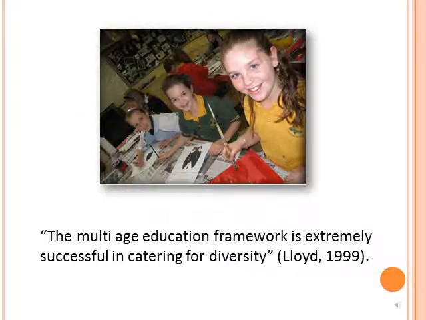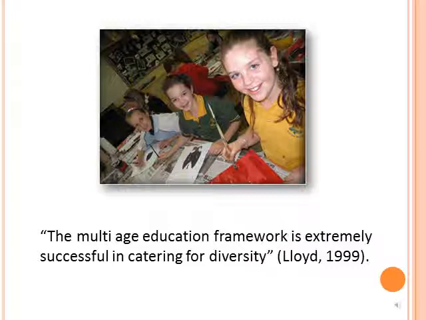Multi-age education goes back to the 1960s with the concept of open classrooms. Learning in today's multi-age environment is extremely different. It is an environment where hands-on learning is paramount and where teachers have the individual needs of students at heart. Experts in the field, such as Lloyd, 1991, believe that the multi-age education framework is extremely successful in catering for diversity and has many benefits. These benefits include peer mentoring, increased student achievement, and an inclusive and cooperative environment.